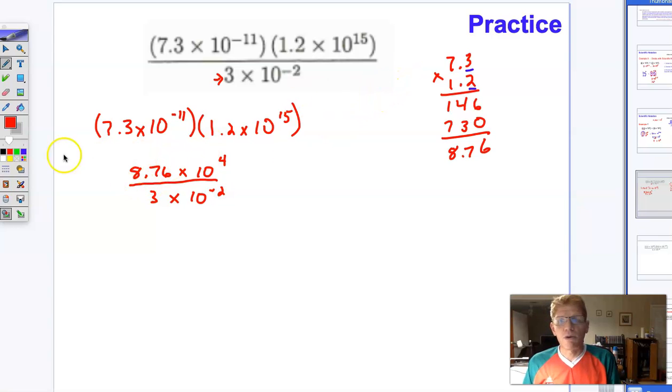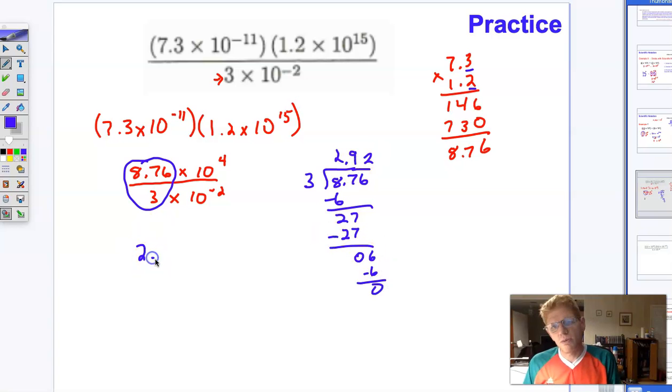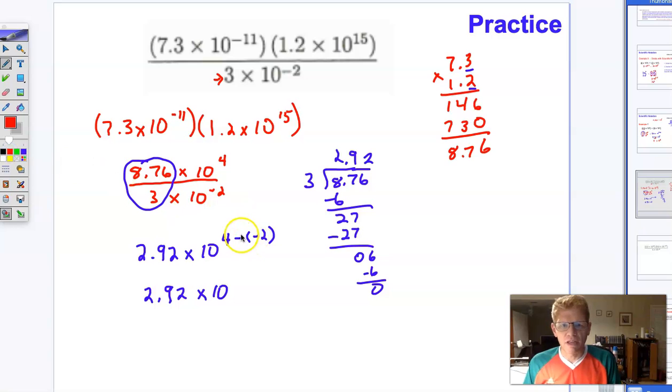All right, again, we're going to first divide our numbers over here. So we'll take 3 into 8.76, 2.92, times 10 to the what? Well, we've got to subtract our exponents. So 4 minus negative 2. And remember, when we subtract, we're really just adding the opposite. So we're going to get 2.92 times 10 to the 4, and then we're going to make this, in our mind, addition and add the opposite. So 4 plus 2, which is 6. 2.92 times 10 to the 6th. This is indeed in scientific notation. You're done.